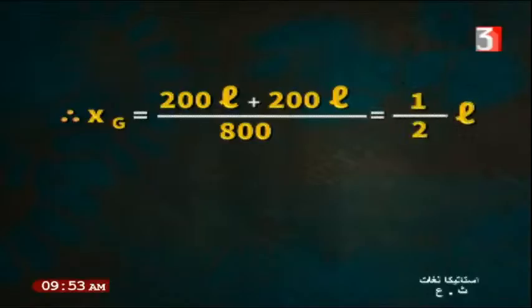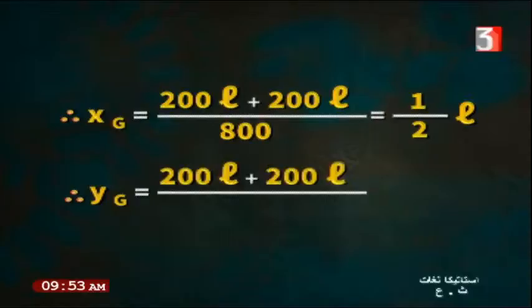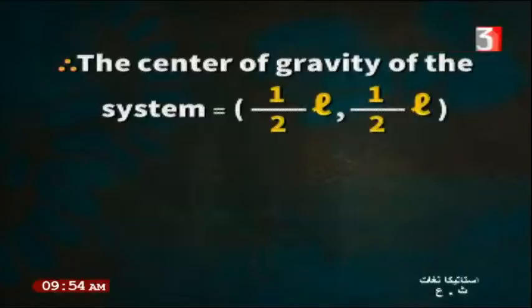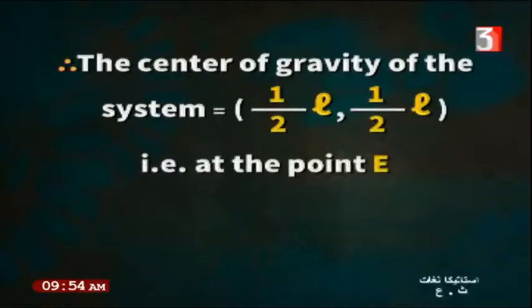This is the x coordinate of the center of gravity, half L. By the same method, yg, from the table, equals 200L plus 200L over 800 equals half L. Then we deduce that the center of gravity of the system is half L, half L: XG half L, YG half L, at the midpoint, the point of intersection of its diagonals, E.